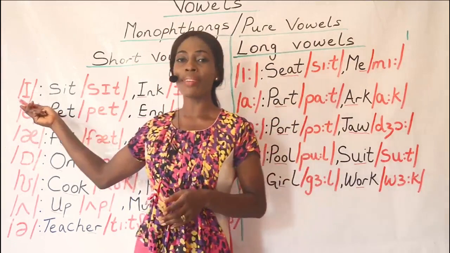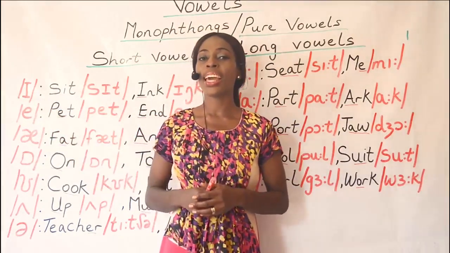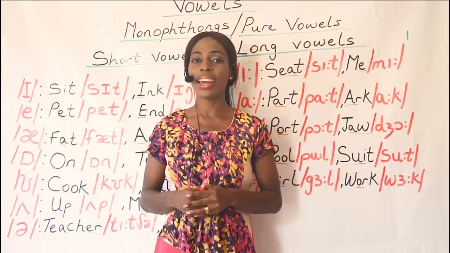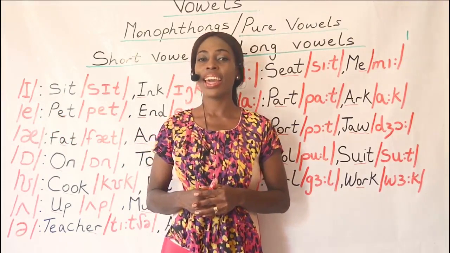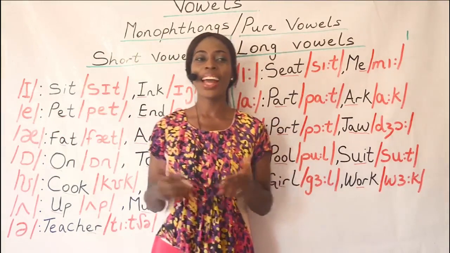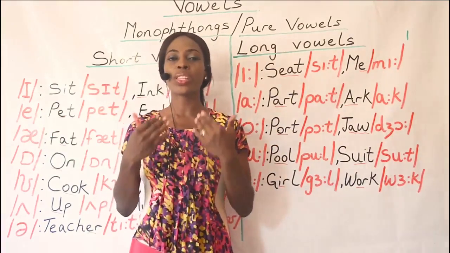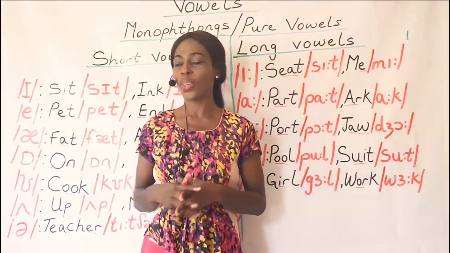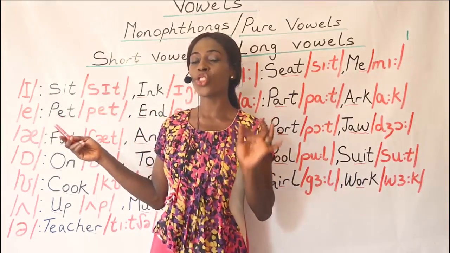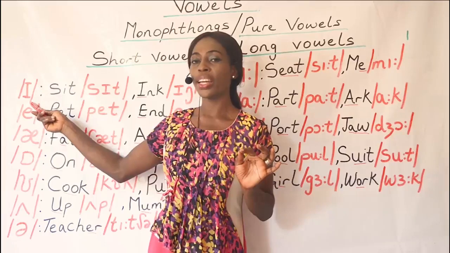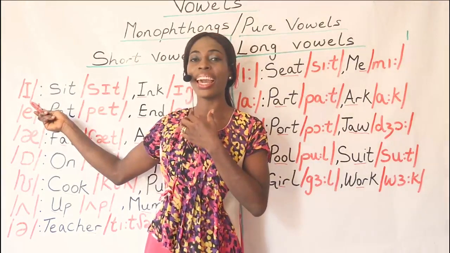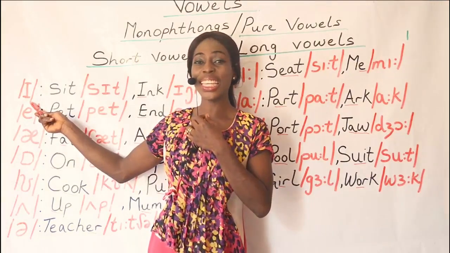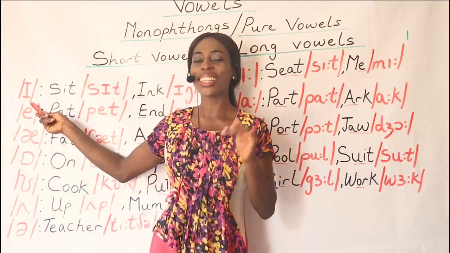The first sound we have here is /ɪ/. Good. This sound is produced with the lips spread. It is a short sound. It is basically the short I sound. It is produced with your lips spread. The sound is not /iː/, no. It is /ɪ/.